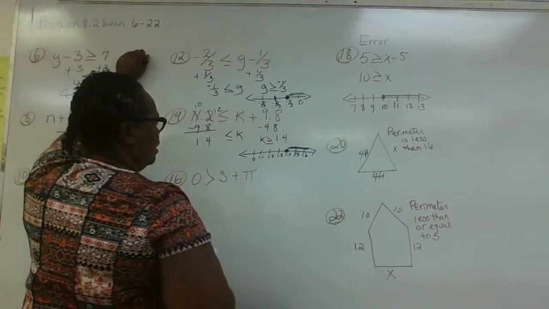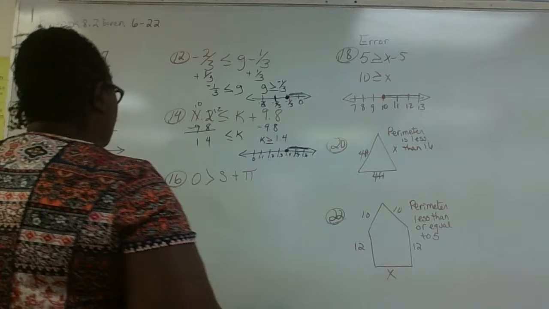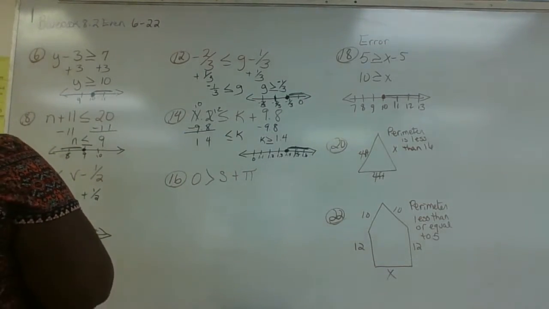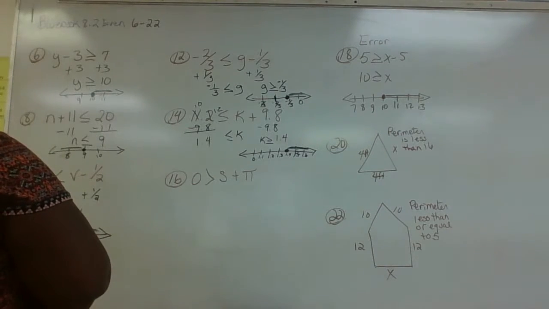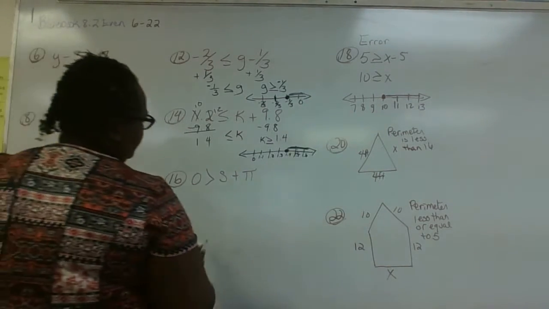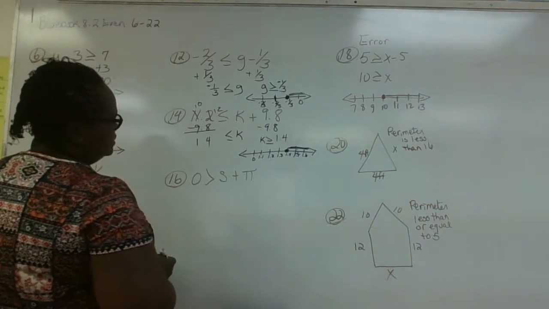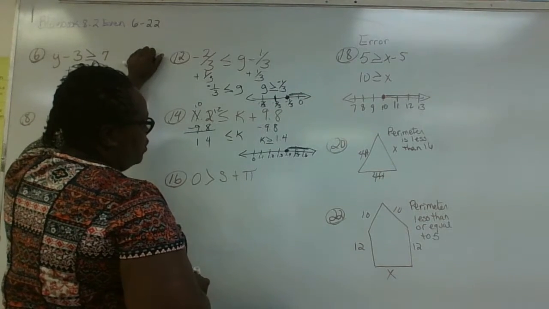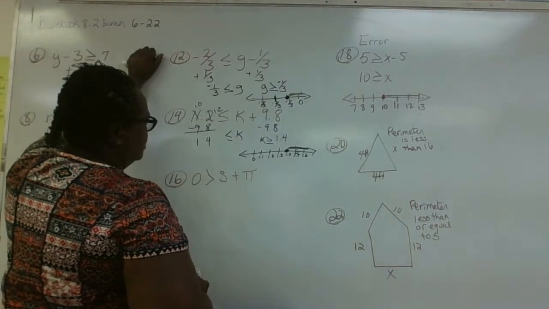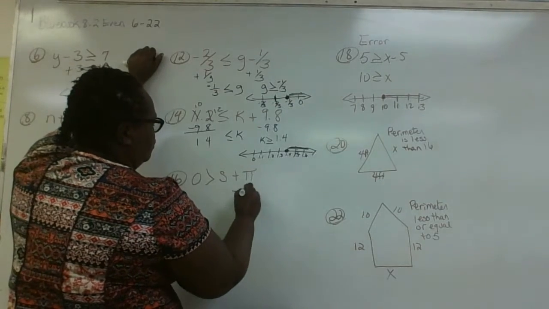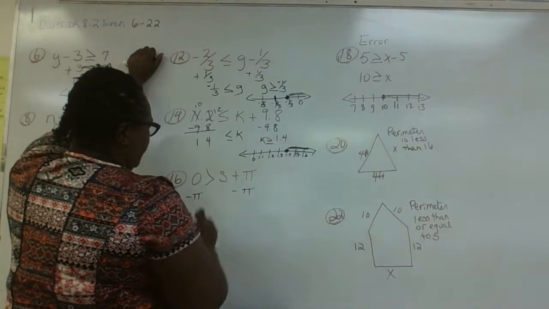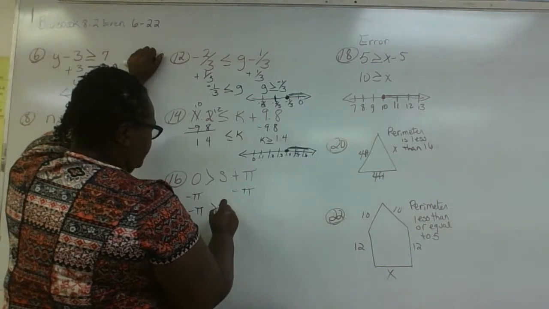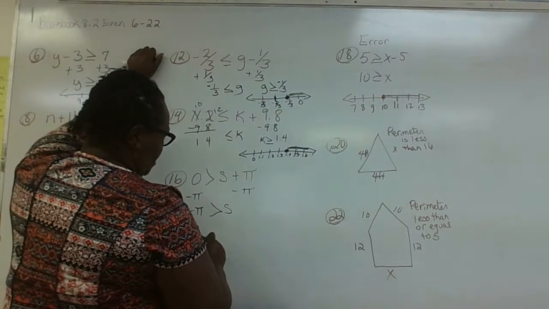Okay, all right, here we have 0 is greater than S plus pi for number 16. And so therefore what we have here is that we want to isolate S. And so we know pi is 3.14. Okay. And so let's take a look here. We want to remove pi. And therefore we have a negative pi, and we have greater than S.